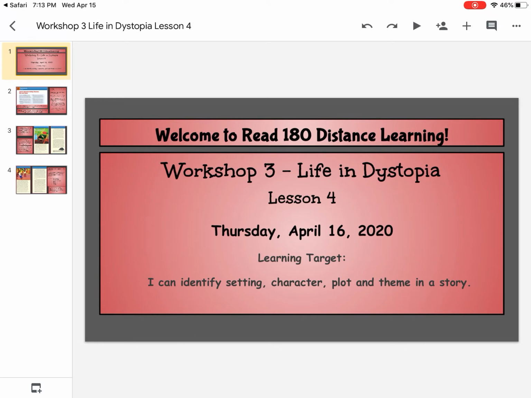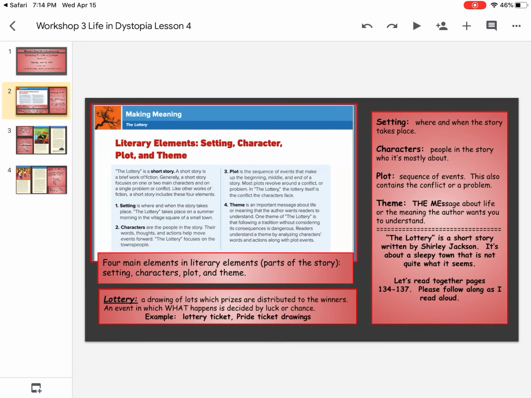Today our learning target is: I can identify setting, character, plot, and theme in a story. We also know these as literary elements, and we're going to spend a little bit of time talking about that, and then we are going to be reading the first part of the story, The Lottery. You should have your booklet in front of you, and you can follow along in the slideshow or in your booklet. We're not going to be doing any writing in your booklets today.